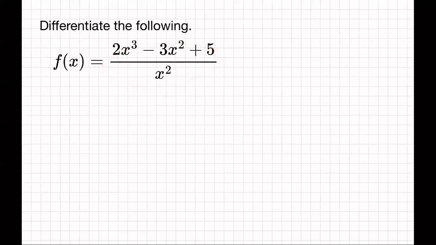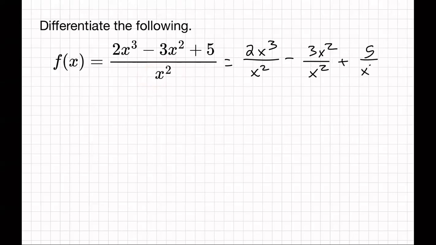Now, the nice thing about rational functions, sometimes, not all the time, right? This one here, it's just x squared in the denominator. You can simplify it by writing that as individual terms with that denominator on each of them. What's going to happen there is this is going to make the function a little bit nicer for differentiating.